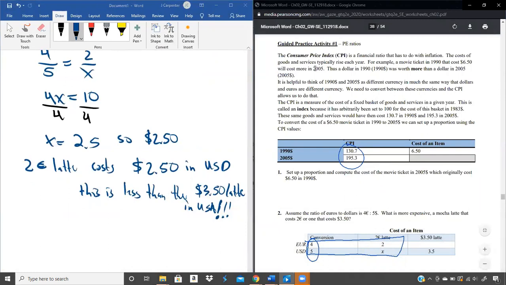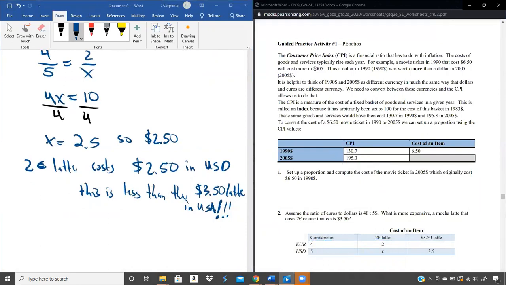All right, I need to annotate and clear. There we go, off of annotate.